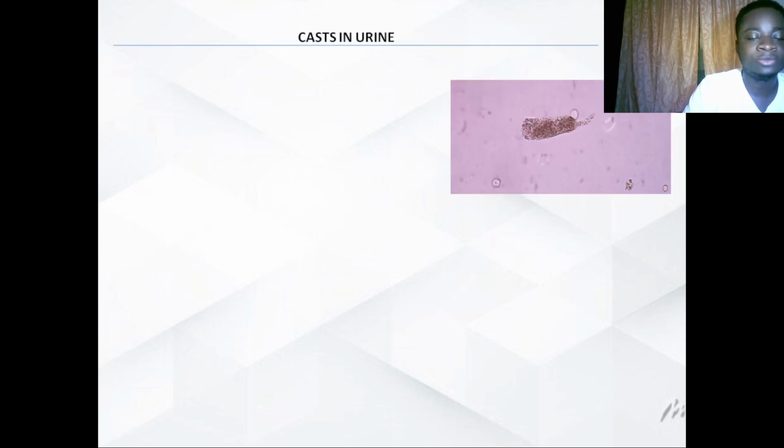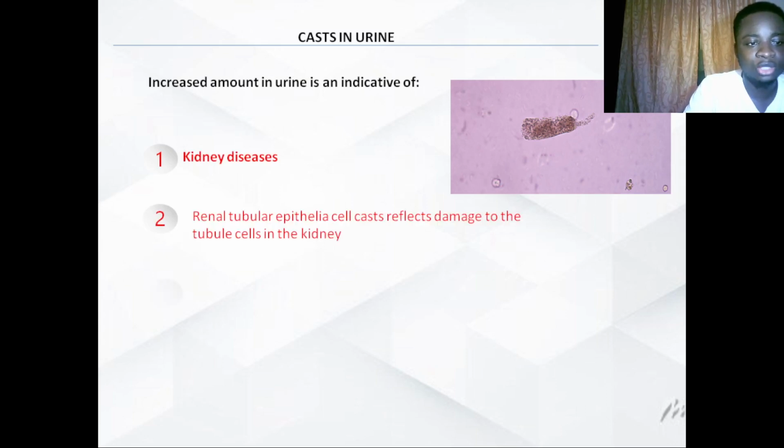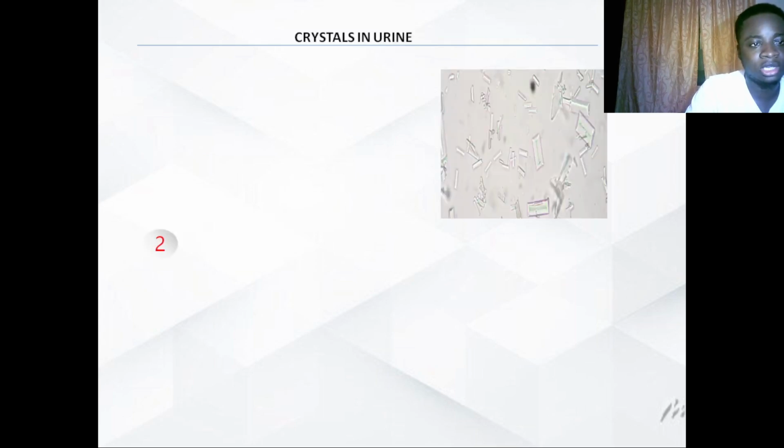Casts in urine. This is a cast in the picture. An increased amount is predominantly seen in kidney disease. A renal tubular epithelial cell cast refers to damage to the tubules. Sometimes an RBC cast means there is a microscopic amount of bleeding in the urine, very, very small. So casts in urine basically tell us that there is a urine or kidney infection. Crystals, very nice.